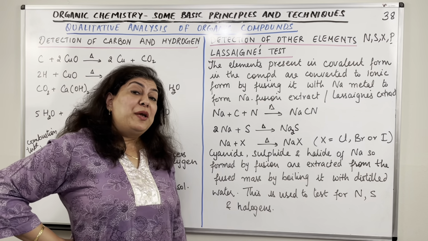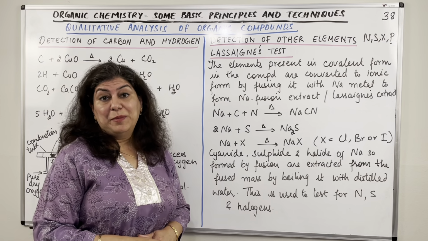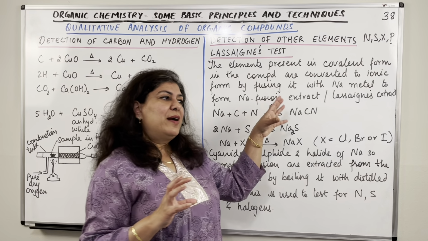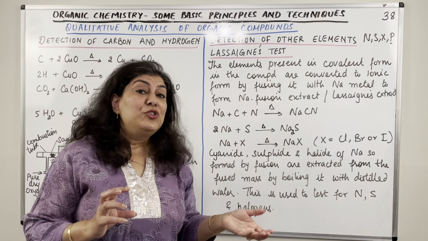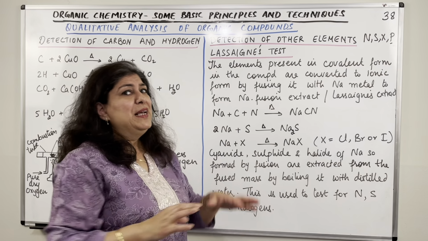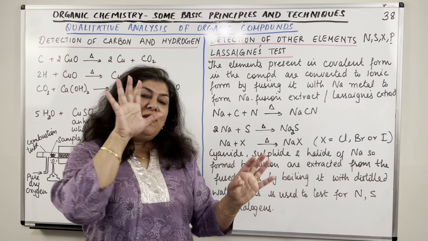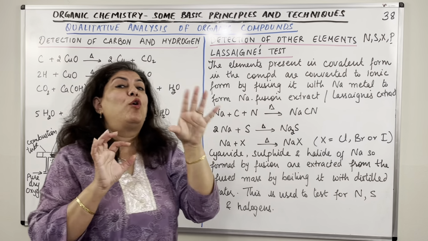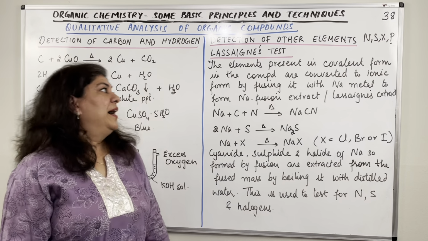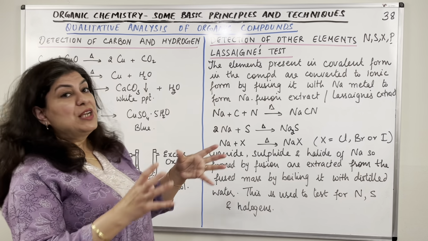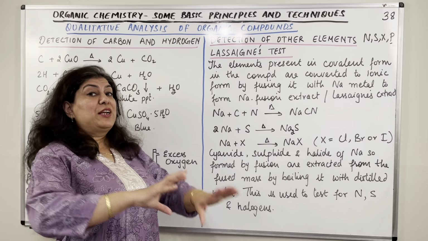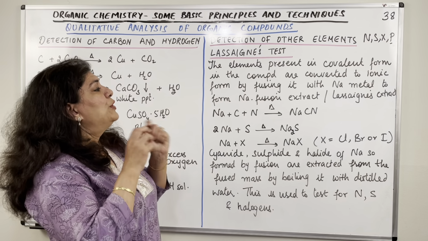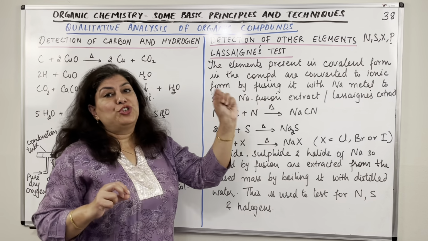Why sodium? Because sodium is one of the most reactive elements. It is one of the most reactive metals. Since we are talking of covalent compounds, all of these are far more electronegative in comparison to sodium. So when they react with sodium, they'll result in the formation of an ionic compound where sodium will be the positive ion and the other part, that is nitrogen, sulfur, halogens, would form the negative ion. So the compound is converted into its ionic form so that the reactions are faster and clearer for us. They are converted into the ionic form by fusing it with sodium metal to form the sodium fusion extract.